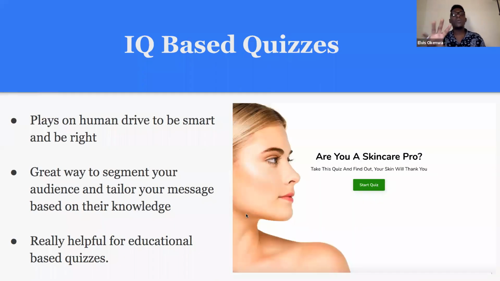The third is IQ-based quizzes. This kind of quiz plays on the human drive to be smart and right. So it's a great way for you to segment your audience based on the level of knowledge or expertise they have in a subject matter. You see most educational businesses using IQ-based quizzes. For example, you can create an assessment: how much do you know about skincare?